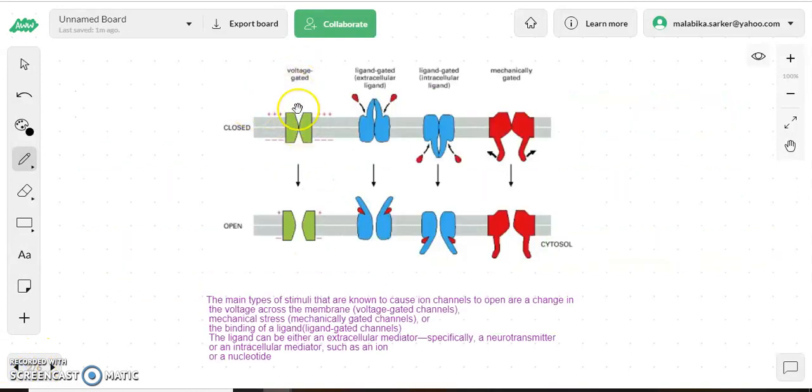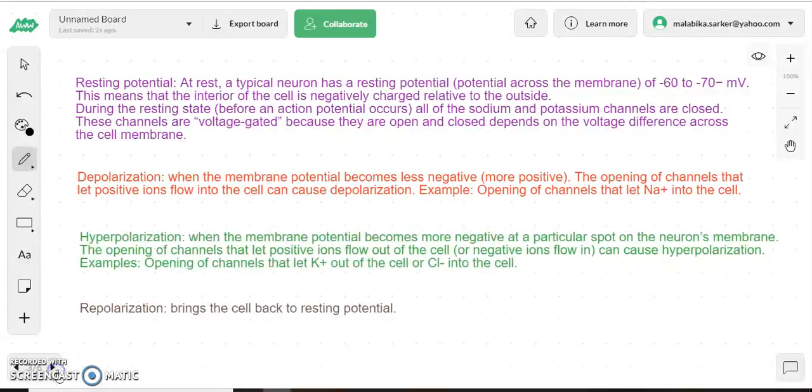So the first kind, depending on the voltage difference across the membrane, these are the voltage gated channels. Now what is depolarization? When the membrane potential becomes less negative or more positive. So initially the interior of the cell was negative, right? Now it becomes less negative. How? The opening of the channels that let positive ions flow into the cell can cause depolarization.